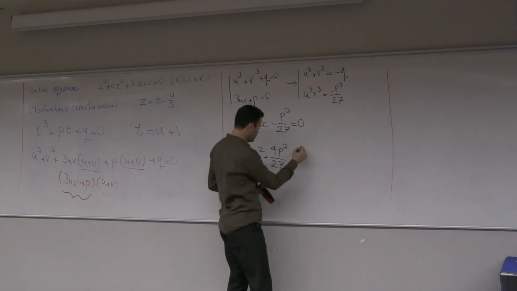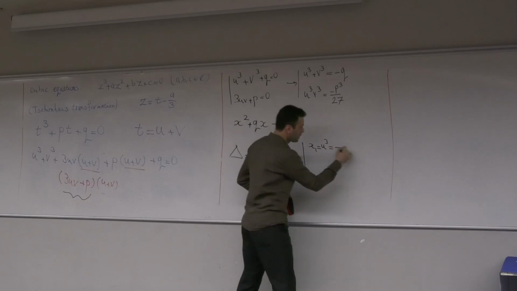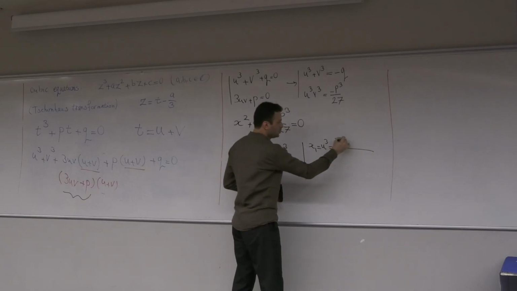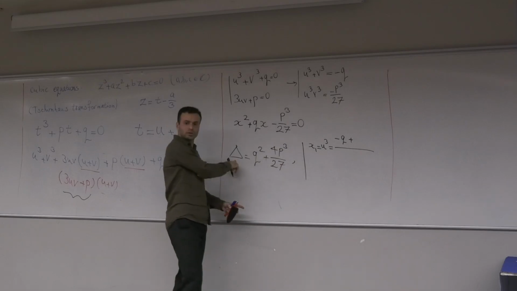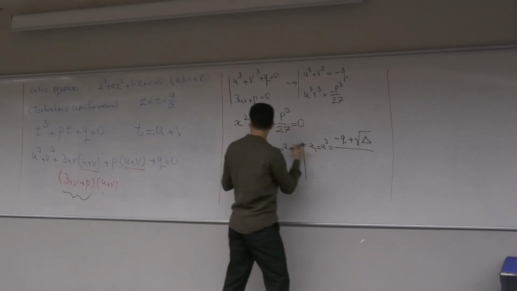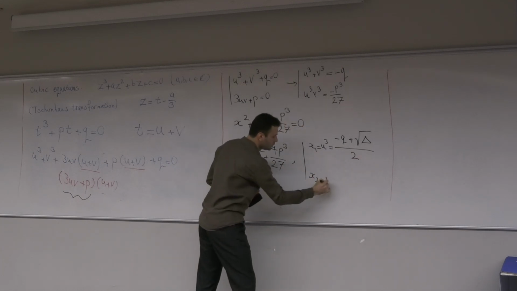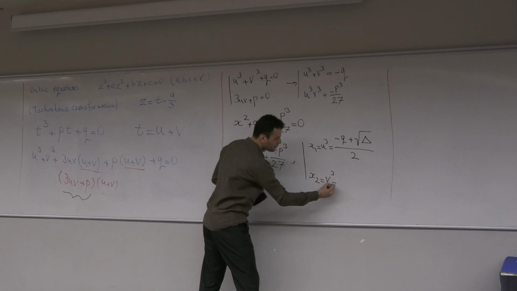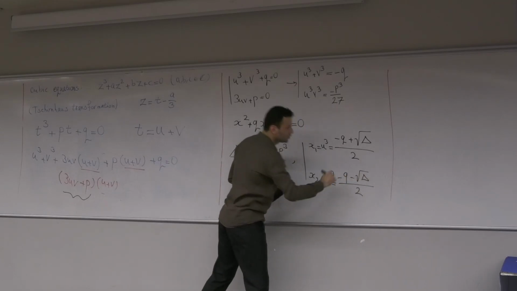What is our first root, which is going to be our x1, which is u cubed? Minus q plus the square root of delta over 2a, which is 2. And what is my second root? Minus q, which is v to the power of 3, minus, minus q minus the square root of delta divided by 2.